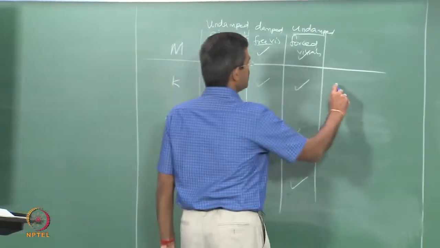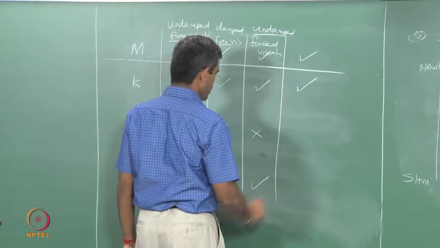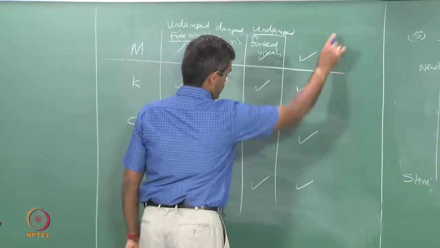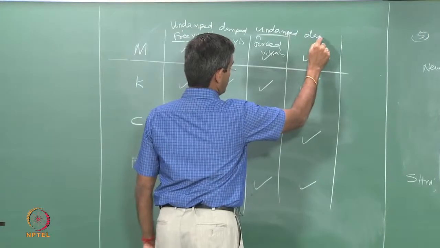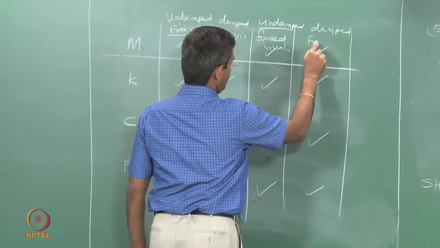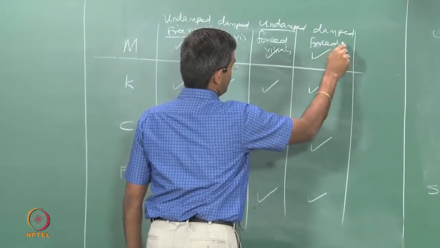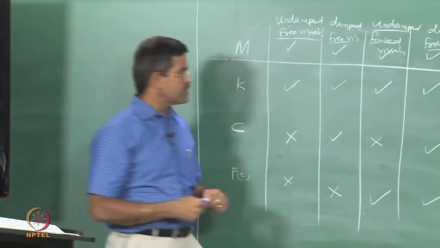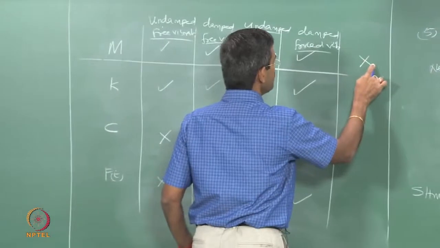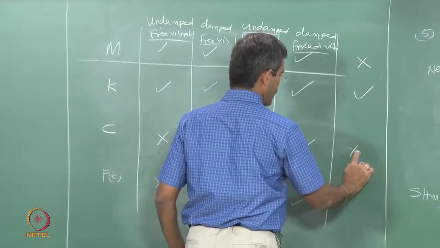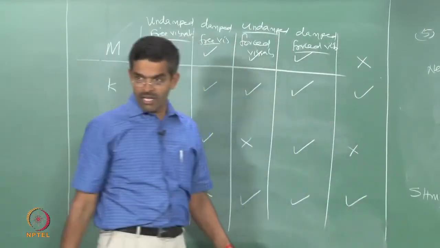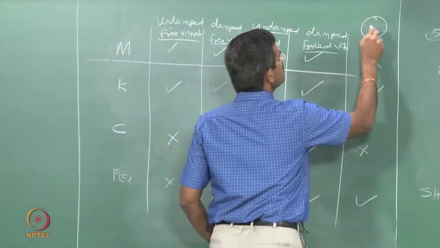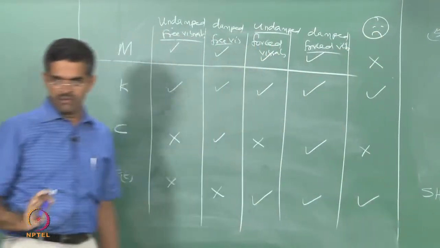The fourth could be mass present, stiffness present, damping present, f of t present. This is damped forced vibration. Now, I have a fifth system where mass is not present, stiffness present, damping not present, f of t present. Okay. This system is unacceptable, there is no mass.